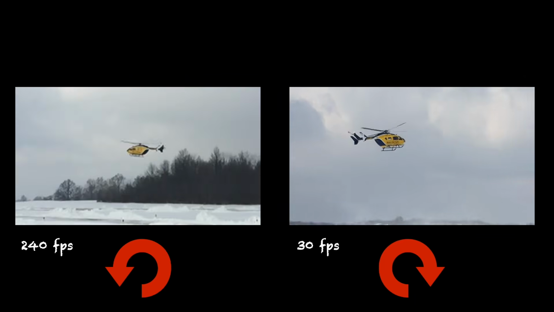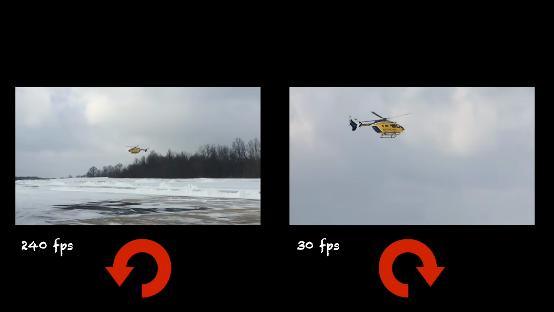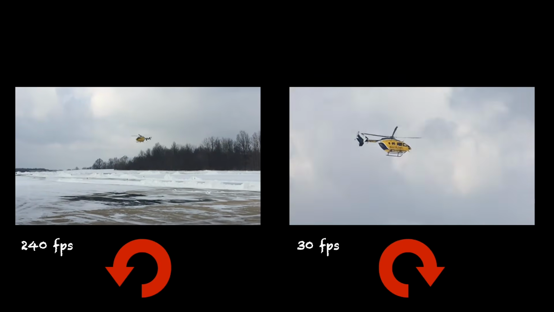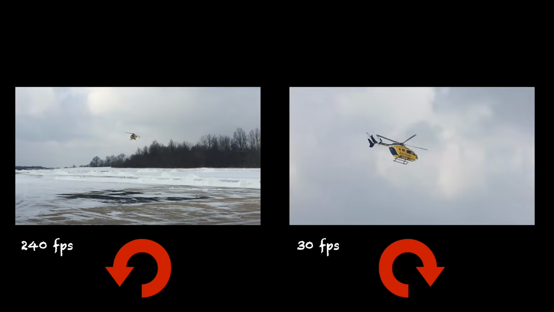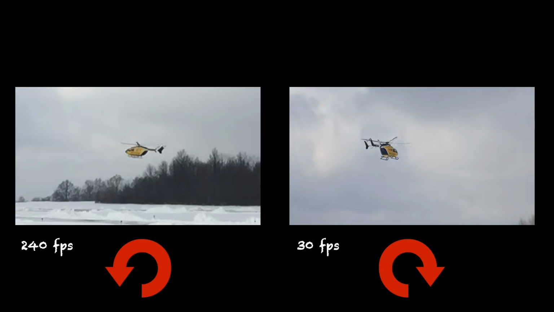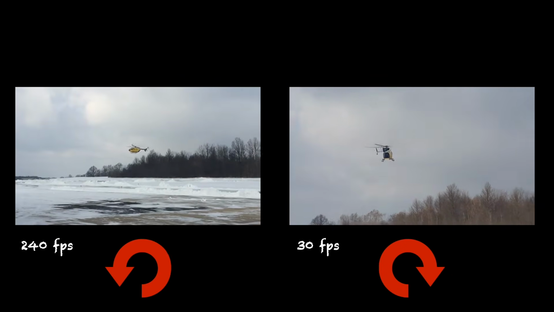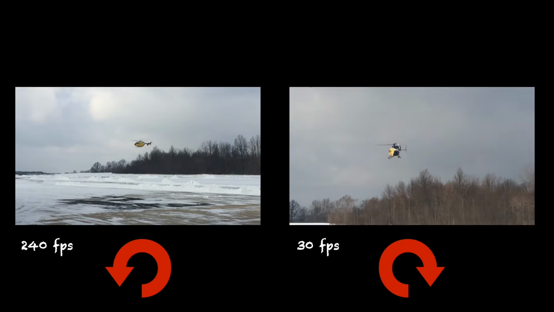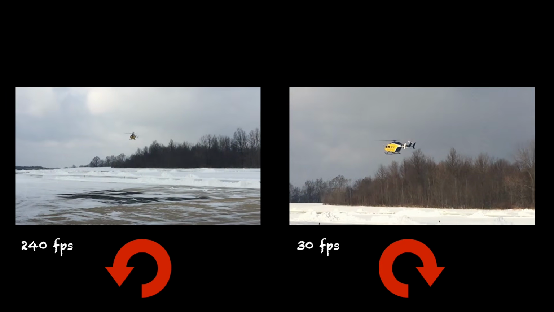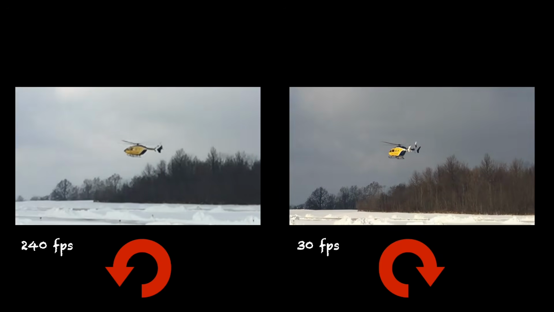If we video the check ride at 240 frames per second, the image on the left, and at 30 frames per second, notice the direction of spin of the rotor blades. In the 240 frames a second, it's going in a counterclockwise direction, and in the 30 frames a second, it's going in a clockwise direction. Now, it's the same helicopter. They're flying around doing the same thing. It's at two different sampling rates on the camera.